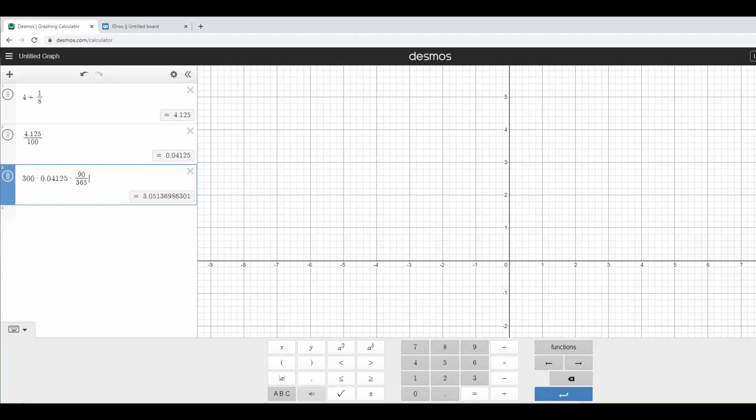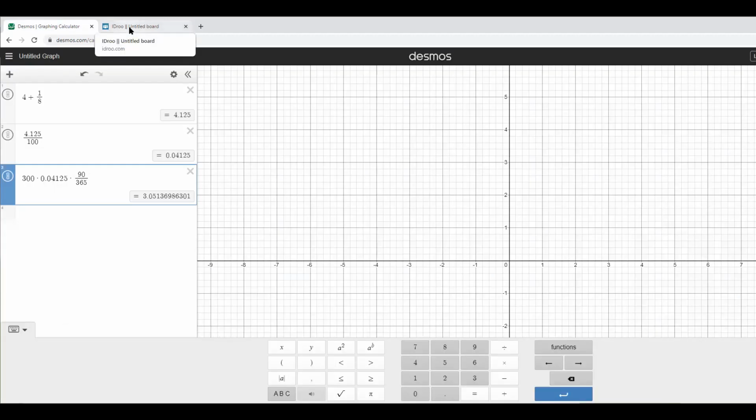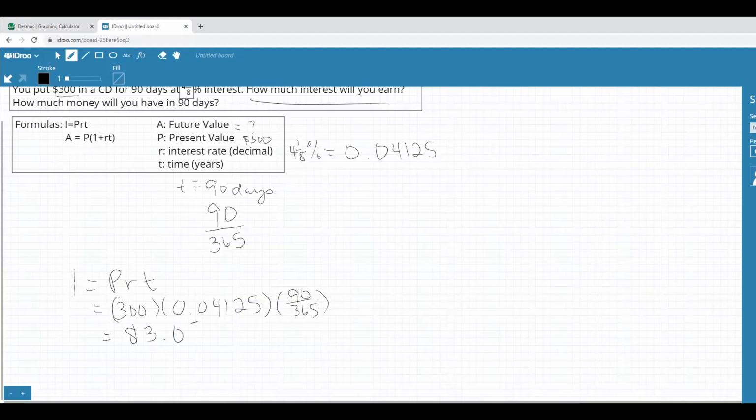Because we are working with money, I'm going to round it to 2 decimal places. And so that tells us that I is going to be $3.05. And that's the final answer for the first part.